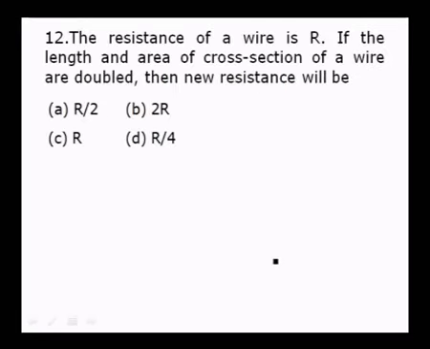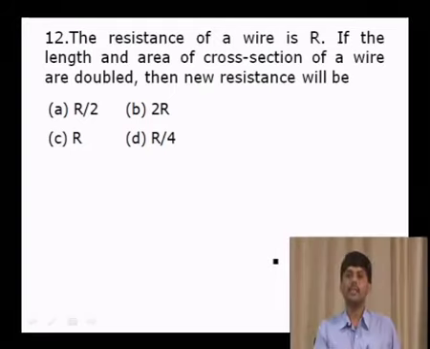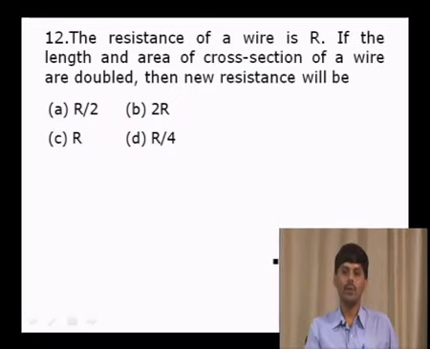Question number 12. The resistance of the wire is R. If the length and area of cross section of the wire are doubled, then the new resistance will be A R by 2, B 2R, C R, D R by 4. For this, we have a relation between length, area and resistivity. Resistance is directly proportional to length, inversely proportional to area, and rho is the resistivity of the material.